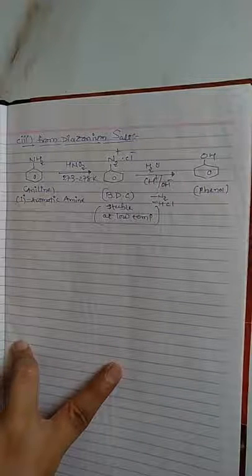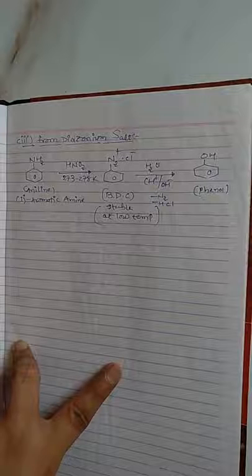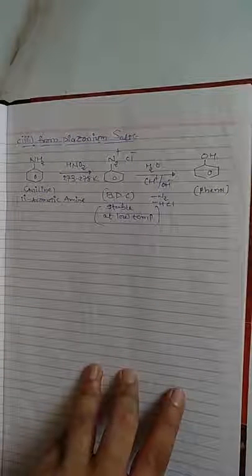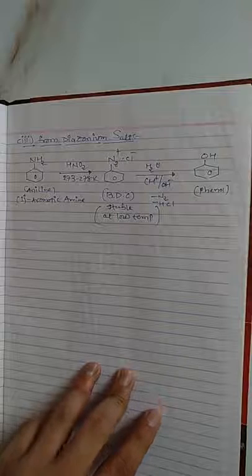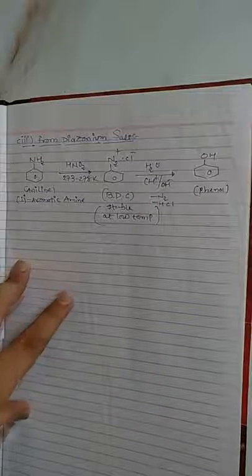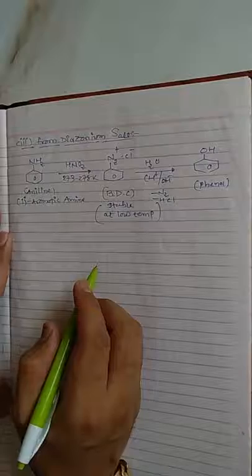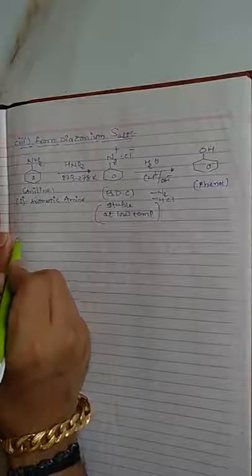Next one is a very well-known name reaction, the Kolbe reaction, or we can say the Kolbe-Schmitt reaction. Earlier we discussed that the Kolbe reaction will give salicylic acid. So I will start number 4.